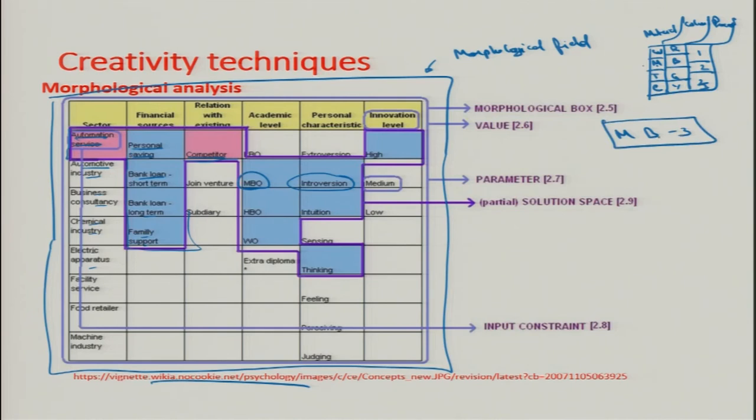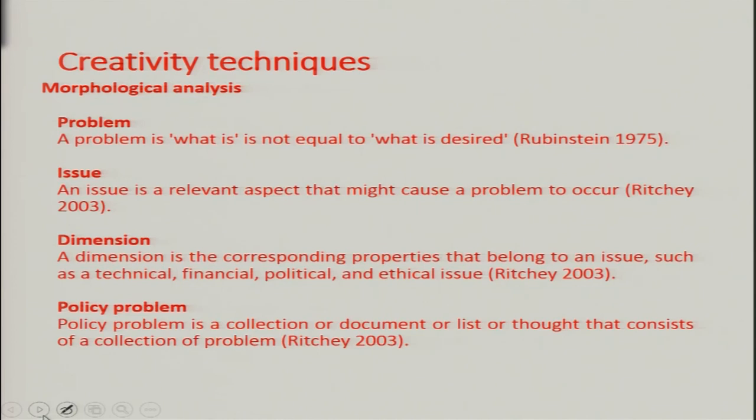What is the cost of this? Next combination can be a wooden piece with red color painted on it with process 1. What is the cost, or what is the ecological impact of this? So this is morphological analysis. So what do we do in morphological analysis? The problem is, what is not equal to what is desired?